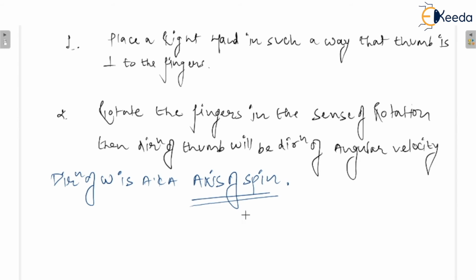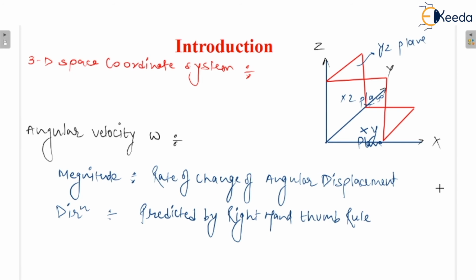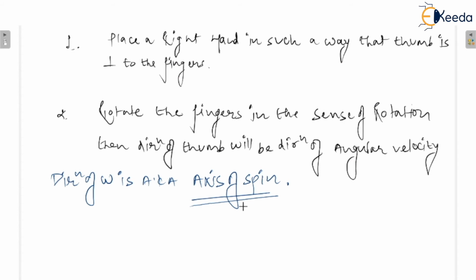This is important. Here we have seen the magnitude, the rate of change of angular displacement, that is d theta by dt, and the direction can be predicted by the right hand thumb rule. Place the right hand so that the thumb is perpendicular to the fingers, and rotate the fingers in the sense of rotation. Then the direction of the thumb is the direction of angular velocity, also known as the axis of spin. Let me give you an example so that it will be easy to understand.